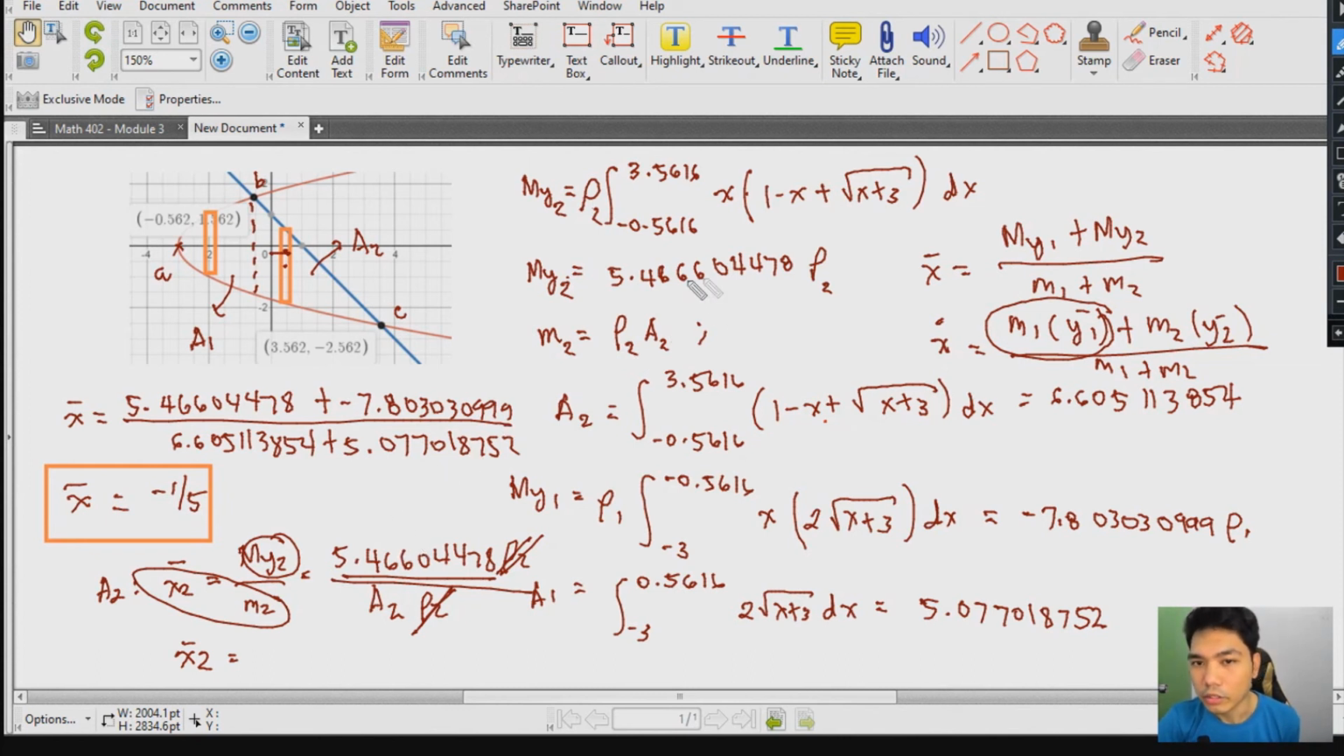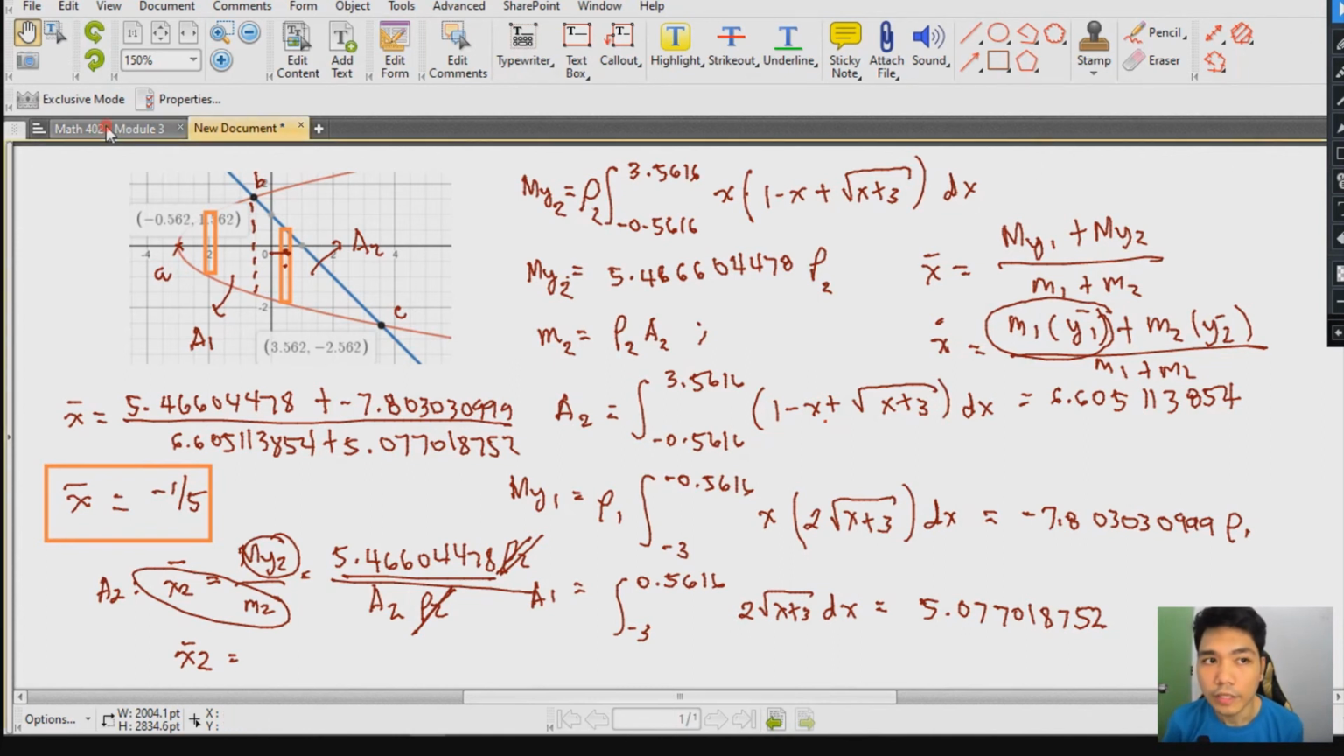Ang gawin mo na lang is just determine the moment in terms of the density, and then you divide this by the total mass and then disregard the density at the end of the computation para mas madali. Kasi it turns out na kinakancel lang din naman natin siya. Okay, so ganon. So hopefully, and this gives you negative 1/5, which is the same result.